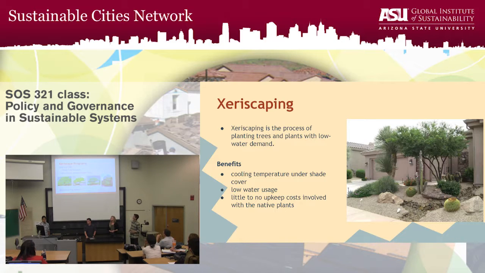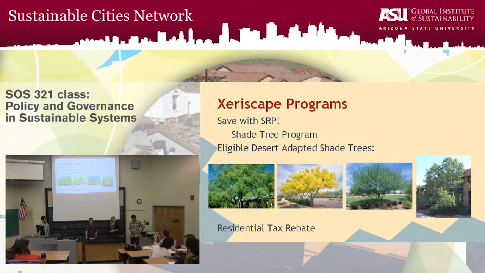Okay, and one of the programs that we found in the area to help implement these xeriscaping techniques is the SRP Shade Tree Program, which provides residents with up to 2 free xeric trees. Some examples of these trees are, in the middle in the yellow, the Palo Verde, and on the far right, the desert willow, and those are just 2 of the 6 trees that residents can choose from. We recommend that a tax rebate be used to really push residents to adopt xeriscaping in their yards.